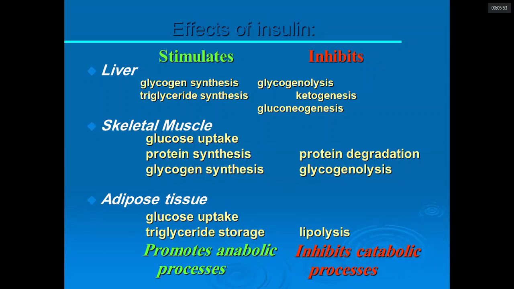In adipose tissue, what happens? We have increased glucose uptake, enhanced triglyceride storage, and inhibition of lipolysis. But in patients with diabetes, lipolysis is enhanced and increased. So insulin promotes anabolic processes and inhibits catabolic processes.